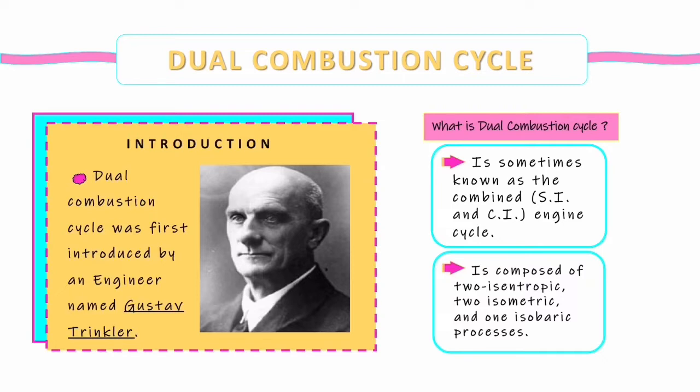Dual cycle or limited pressure cycle is a thermodynamic cycle that combines the Otto cycle and the diesel cycle. Heat is added partly at constant volume, which is isochoric or isometric process, and partly at constant pressure, which is isobaric process. The significance of which is that more time is available for the fuel to completely combust. Because of lagging characteristics of fuel, this cycle is invariably used for diesel and hotspot ignition engines. Dual combustion cycle consists of 2 isentropic or reversible adiabatic, 2 isometric, and 1 isobaric processes.